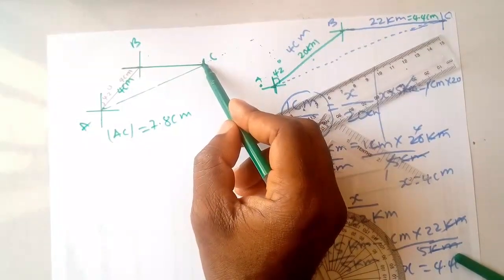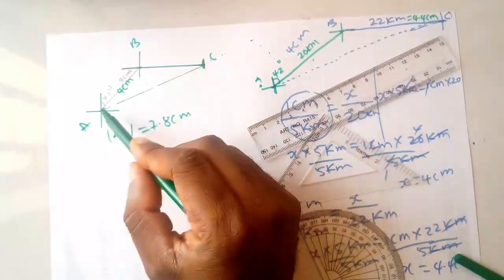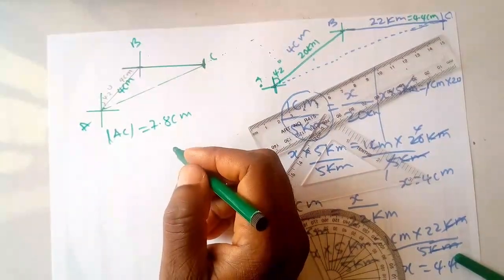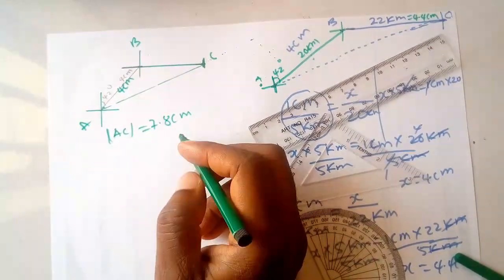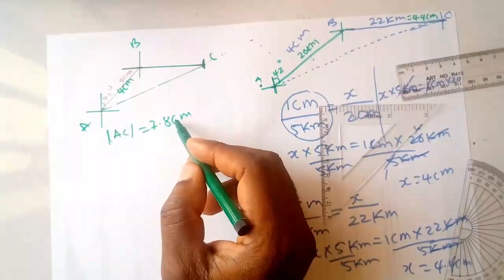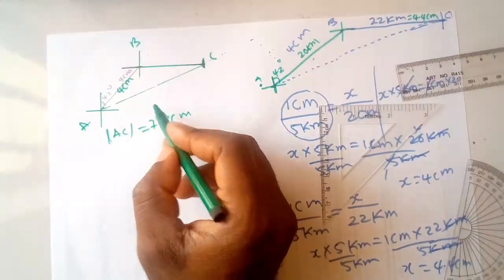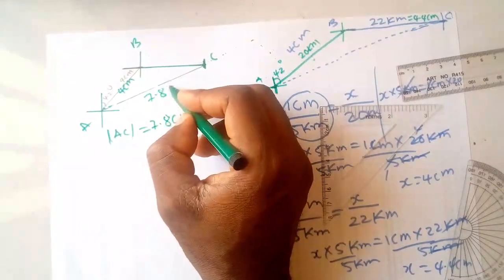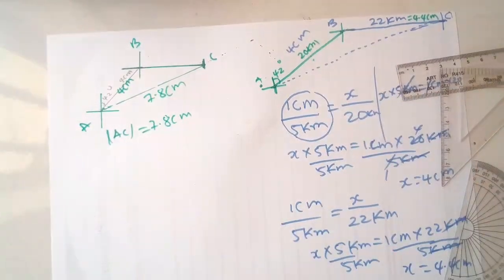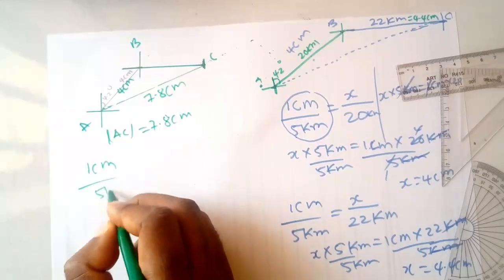So the distance of the ship from the starting point is AC, which is 7.8 centimeters. Remember, it is not 8.5 centimeters. We have to take it to actual length. Don't forget, this 7.8 centimeters is not the true value, because we must take it to actual length. This 7.8 is the length on drawing, which is what is required in B. So we are going to take it to actual length. Still, don't forget the scale: 1 centimeter to represent 5 kilometers.